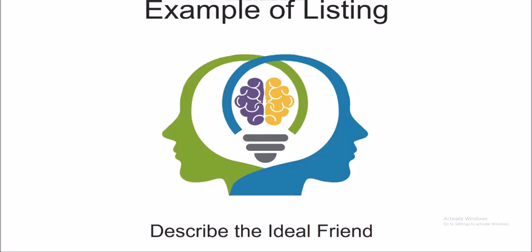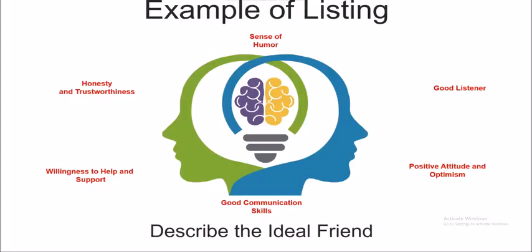Here is an example of listing. So it's like this. We just write the same ideas as in the brainstorming we did, but here we are talking about a descriptive essay.